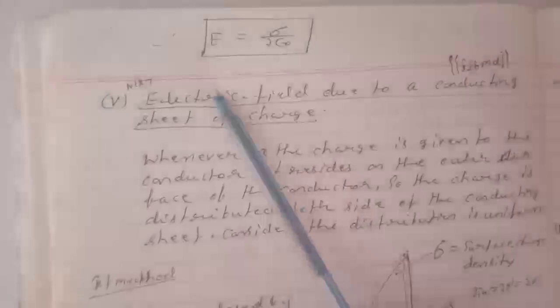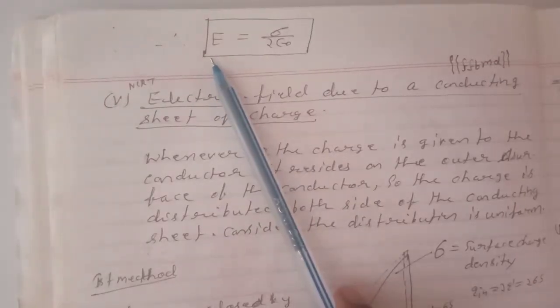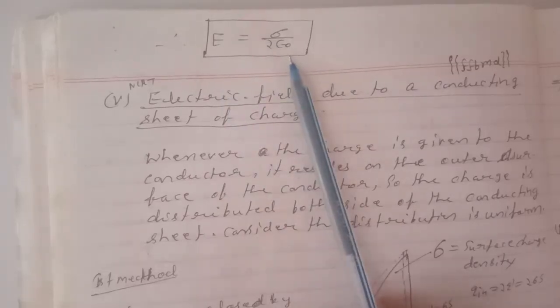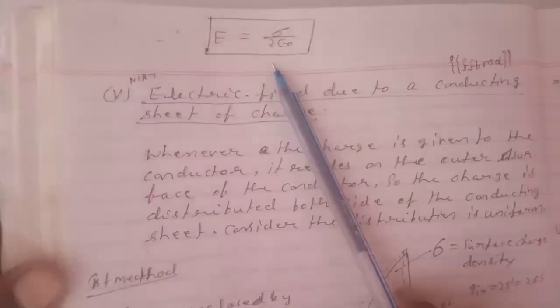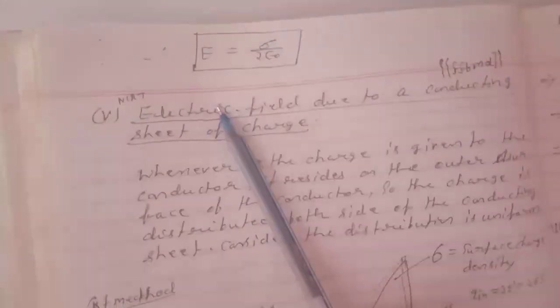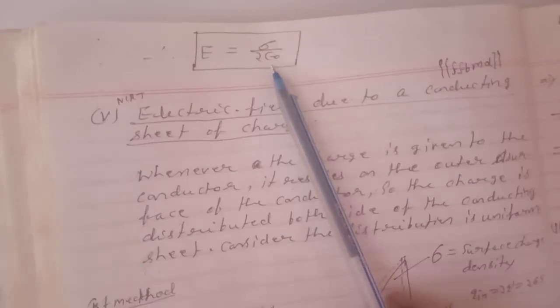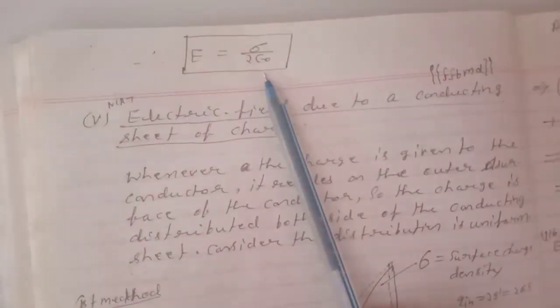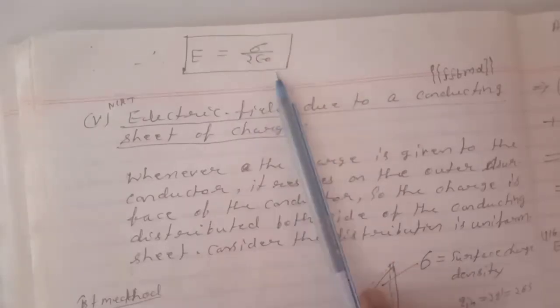Hence E will be sigma by 2 epsilon naught. So this is the formula for the electric field due to a plane sheet of charge. Here keep in mind that our point is very near to the plane sheet of charge, then this formula will be applied.